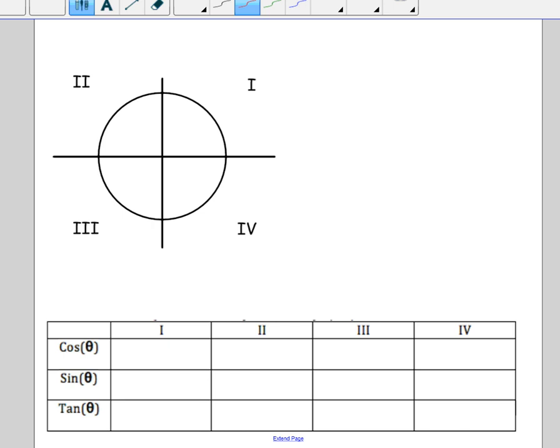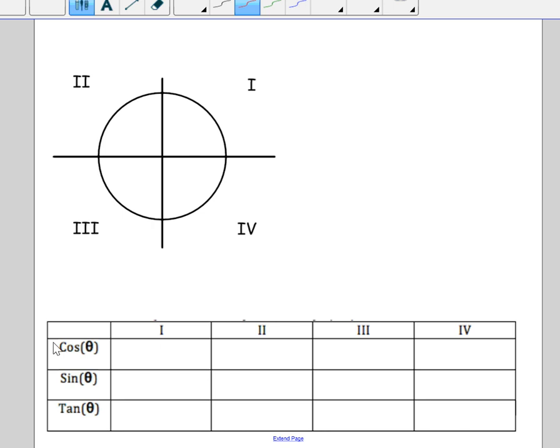So, a quick review of the quadrants of a graph. We go counterclockwise around, starting over here with quadrant 1, where x and y are both positive. In quadrant 2, the x values are negative but the y values are positive. In quadrant 3, the x and y values are negative, and in quadrant 4, the x values are positive and the y values are negative.